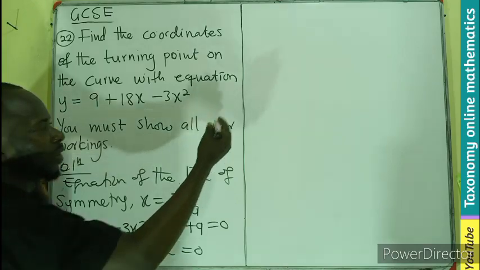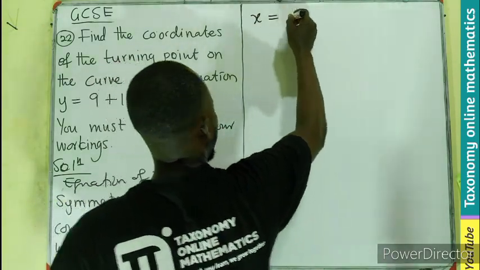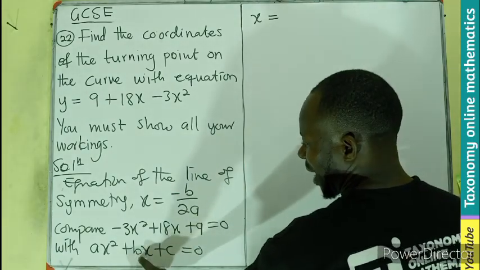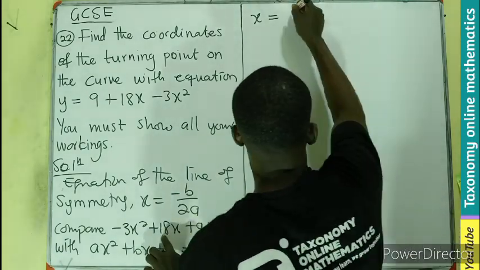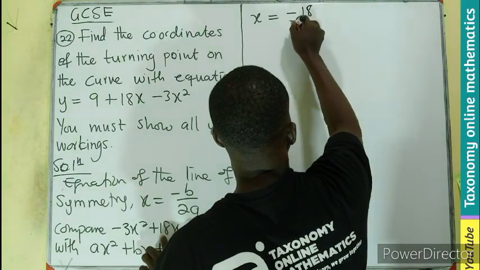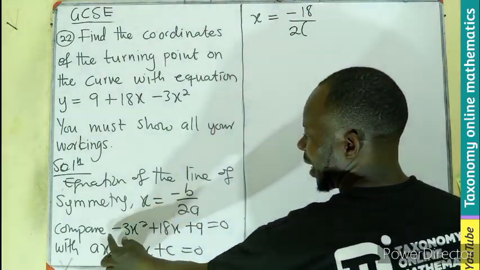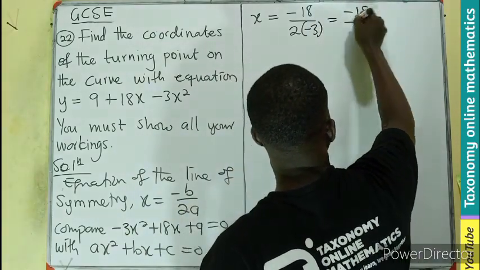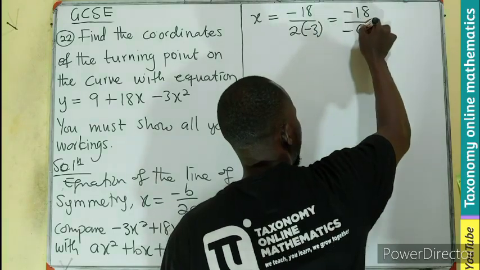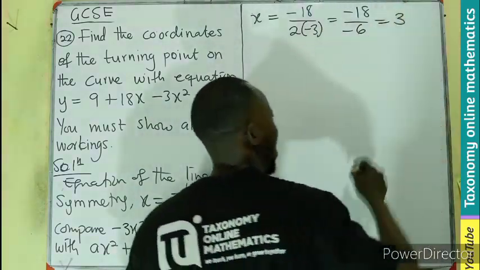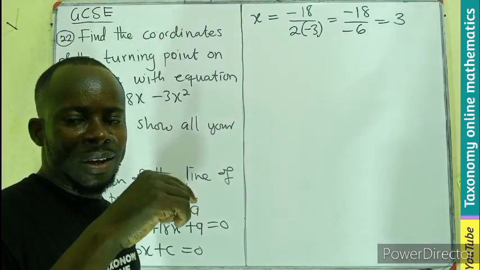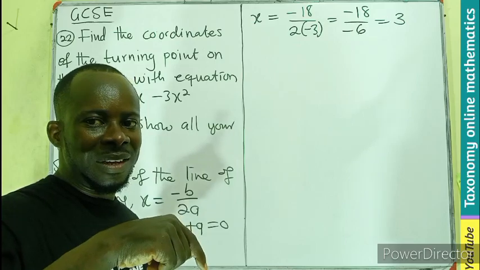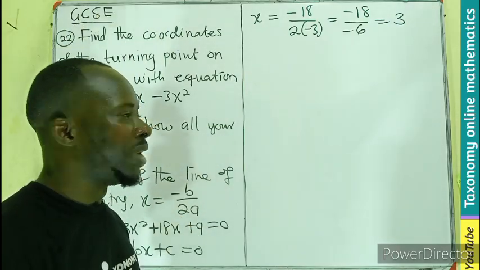So comparing that, your equation of line of symmetry is going to be minus b. Where is b? b is the term in front of x, which is 18. So minus 18 divided by 2 times a. The a is negative 3. So I'll have negative 18 over negative 6. That gives us 3. So the equation of the line of symmetry, where the curve will be turning, will be x equals 3.